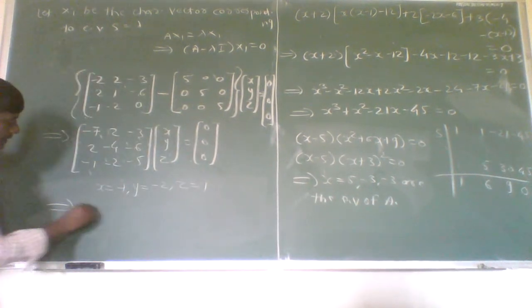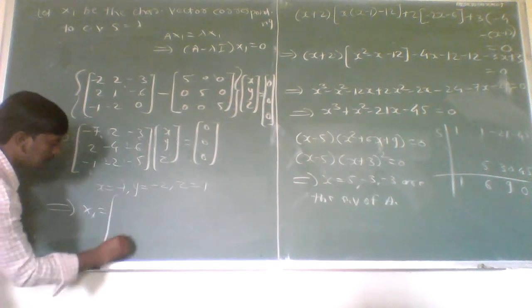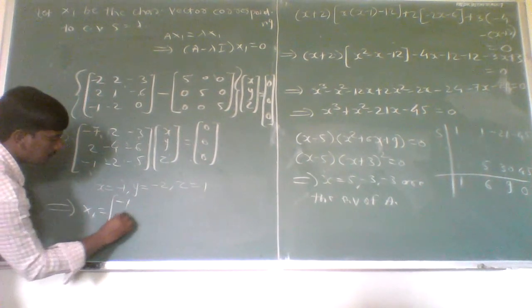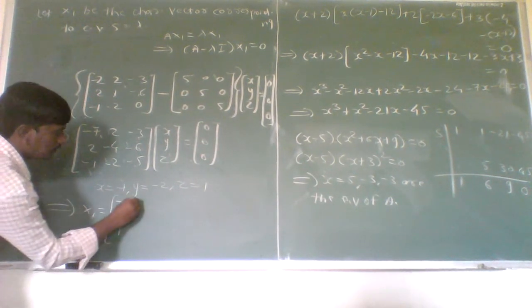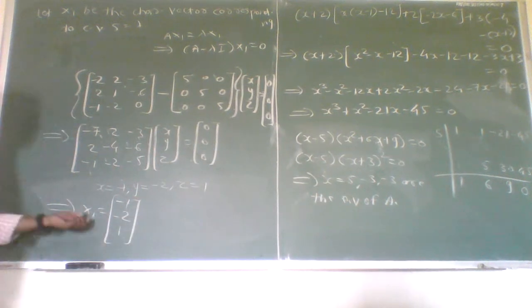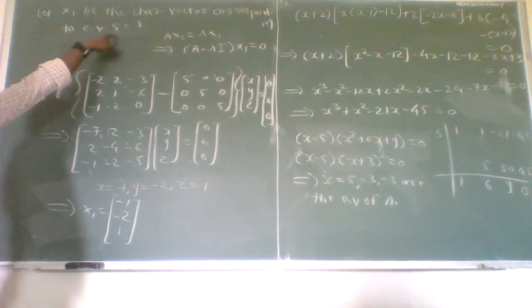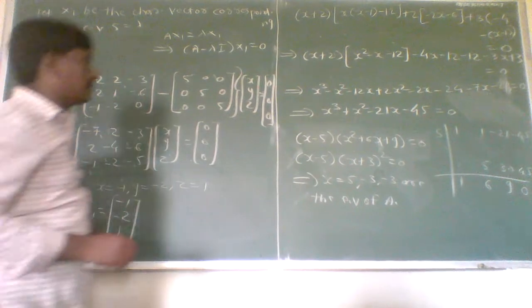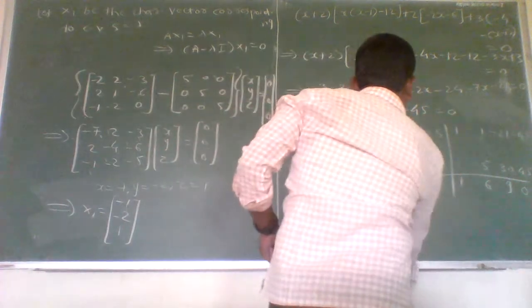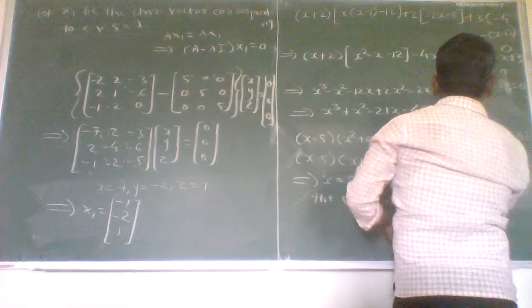So the characteristic vector x1 is nothing but minus 1, minus 2, and 1. This is the characteristic vector corresponding to eigenvalue 5. Now similarly we have to find the characteristic vector corresponding to eigenvalue minus 3.